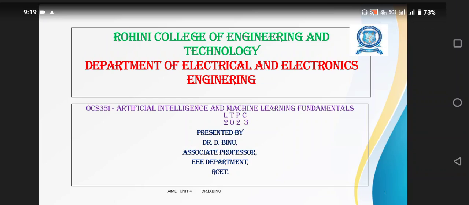Dr. Binu. In the Artificial Intelligence and Machine Learning Fundamentals subject, the sixth topic in the fourth unit is support vector machine.